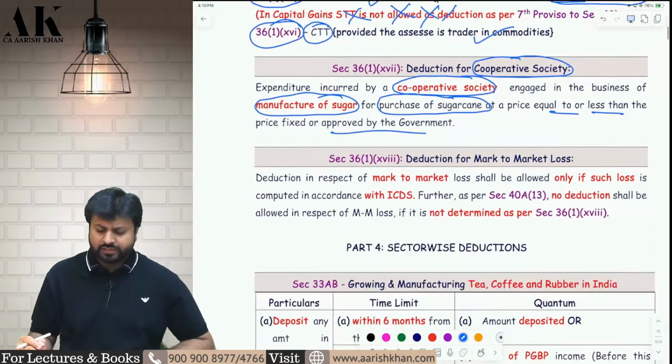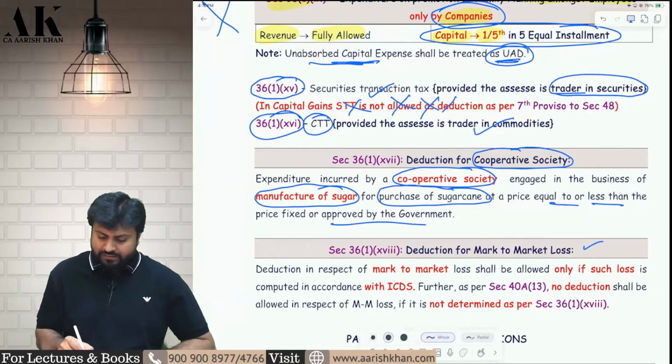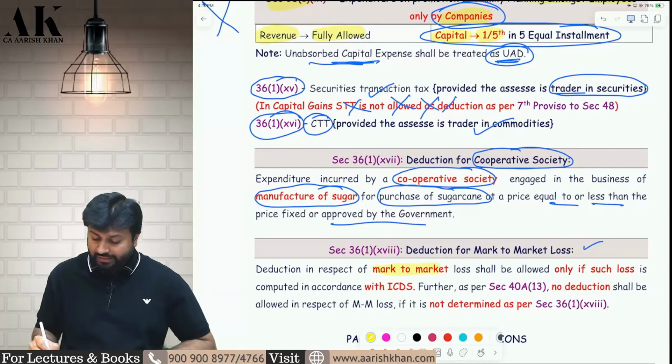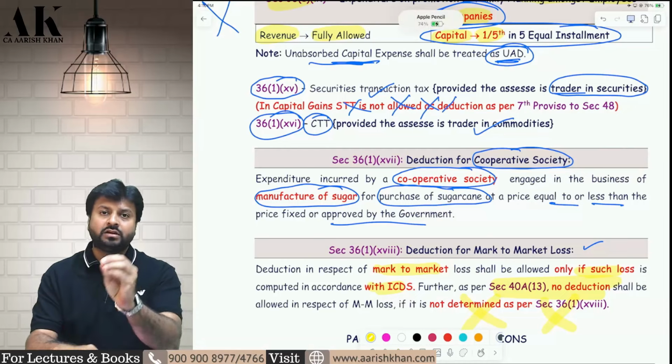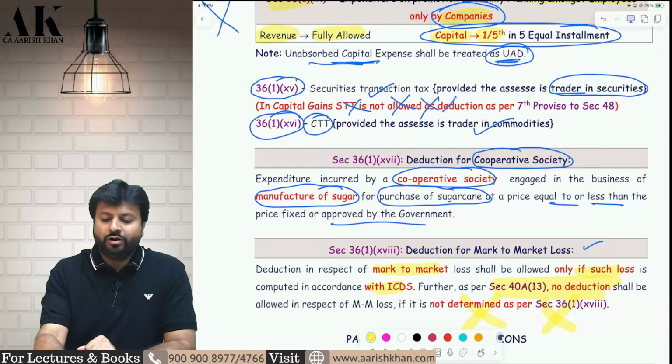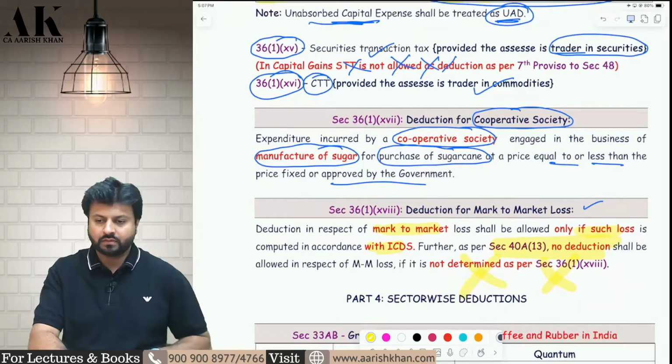And one last deduction over here under section 36, then we will go ahead with the next part, that is sector-wise deduction, that is deduction for mark-to-market loss. If you are incurring some mark-to-market loss, then it is allowed only if it is as per ICDS. If it is not as per ICDS, then it is disallowed as per section 40A subsection 13. I hope it is clear to all of you. So this is where we complete the provisions of section 30, 31, 32 and 36(1). Okay.